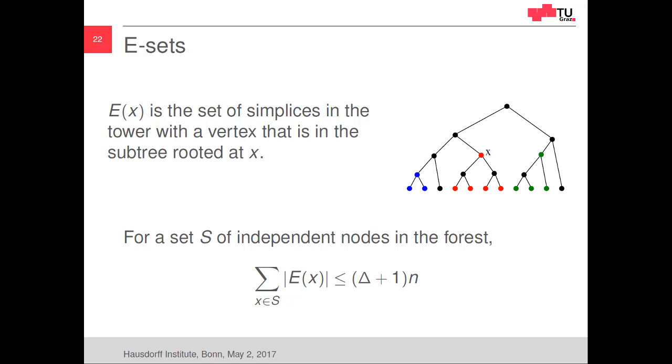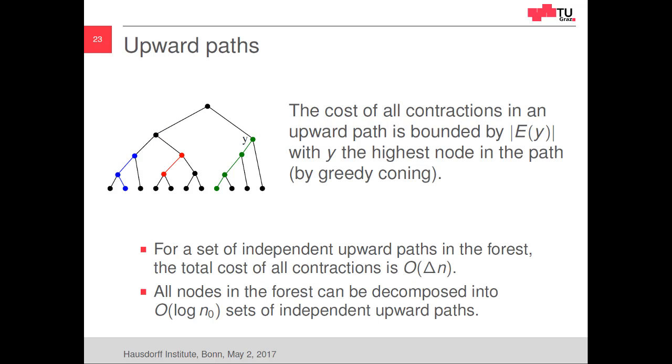Okay, now the question is what is the relation of E sets and the cost of the contraction? And this is the main lemma in this whole argument. So now you look at an upward path in your contracting forest, like this one. So you have 4 queen nodes here. And the lemma is that you can bound the total cost of all these queen nodes together by the size of the E set of the highest node. And this is the step where the greedy coning is important. Without greedy coning, this would just not be true.